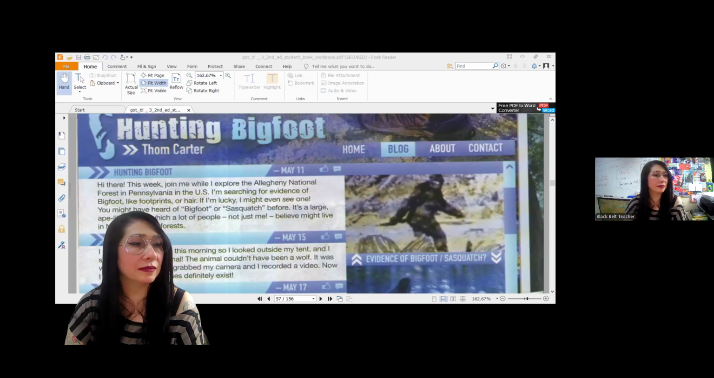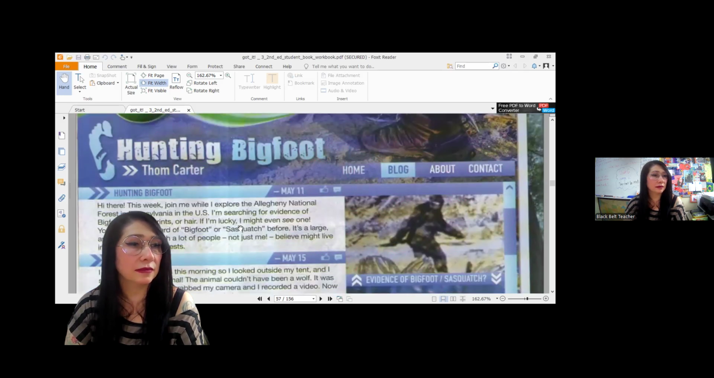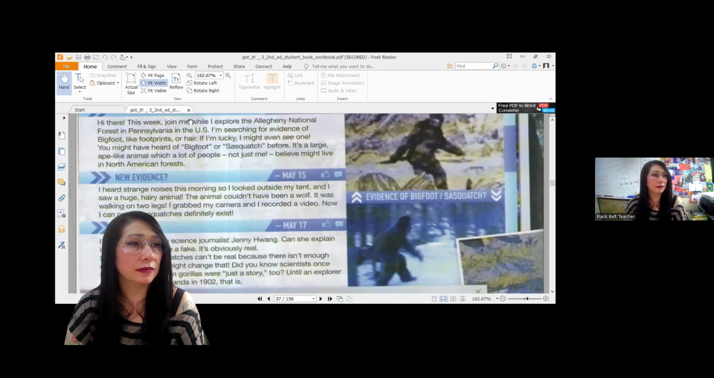Exercise 1, Unit 6, page 60. Exercise 1. Hunting Bigfoot, Tom Carter. Hunting Bigfoot, May 11th. Hi there. This week, join me while I explore the Allegheny National Forest in Pennsylvania in the U.S. I'm searching for evidence of Bigfoot, like footprints or hair. If I'm lucky, I might even see one. You might have heard of Bigfoot or Sasquatch before. It's a large ape-like animal, which a lot of people, not just me, believe might live in North American forests.